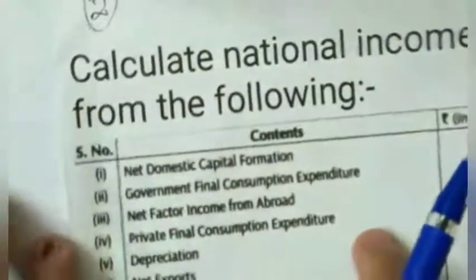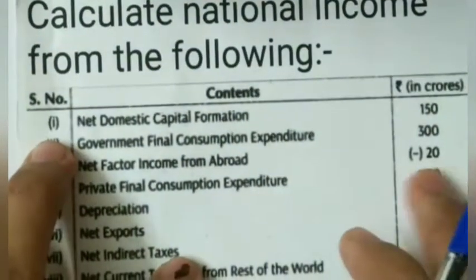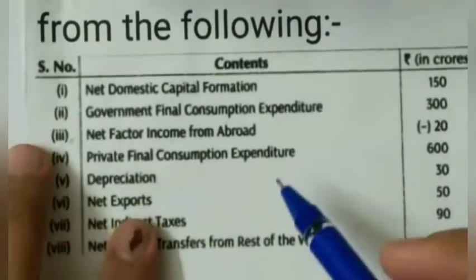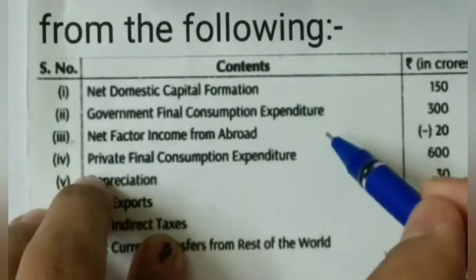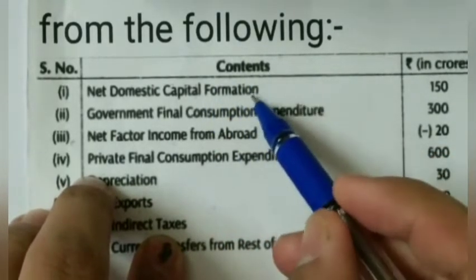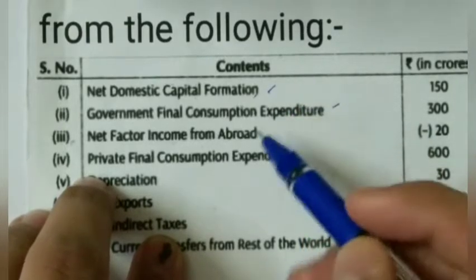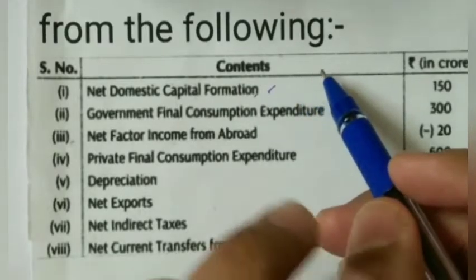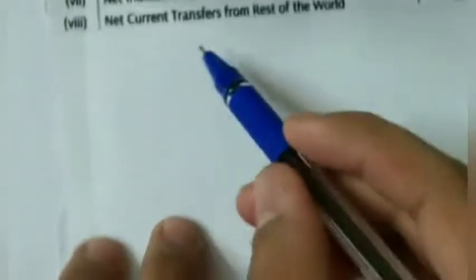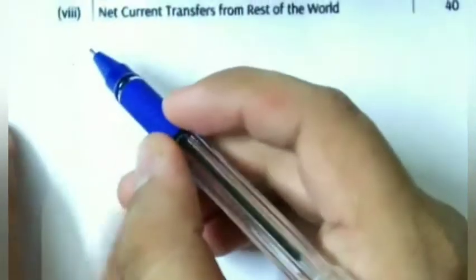Then now let us go to the second one. Calculate national income. Simple. Not simple, basic. Okay, so here, let's analyze this question. Government final consumption expenditure, net domestic capital formation. These terms are involved in which method? Of course, the expenditure method. According to the expenditure method, we can write the solution.